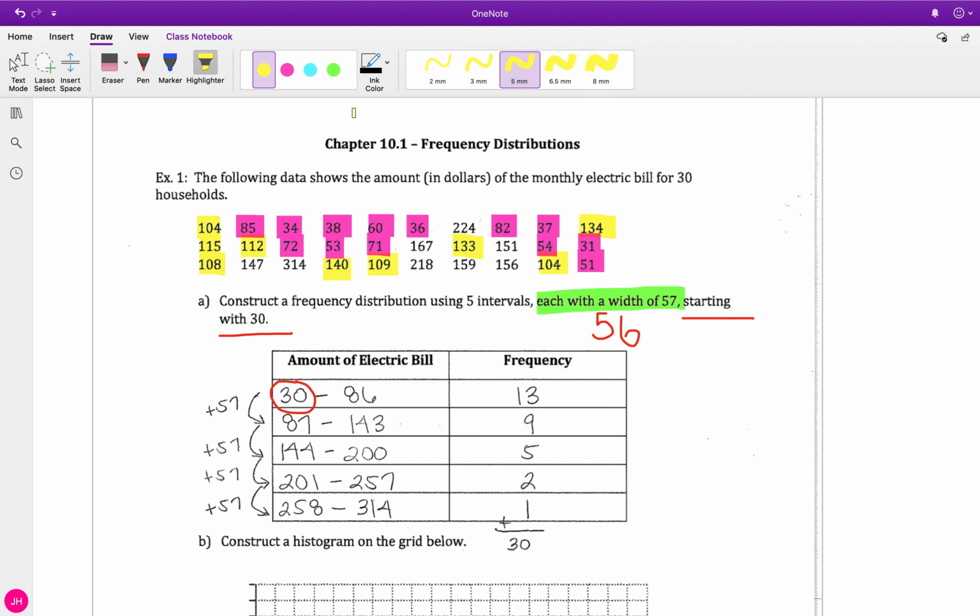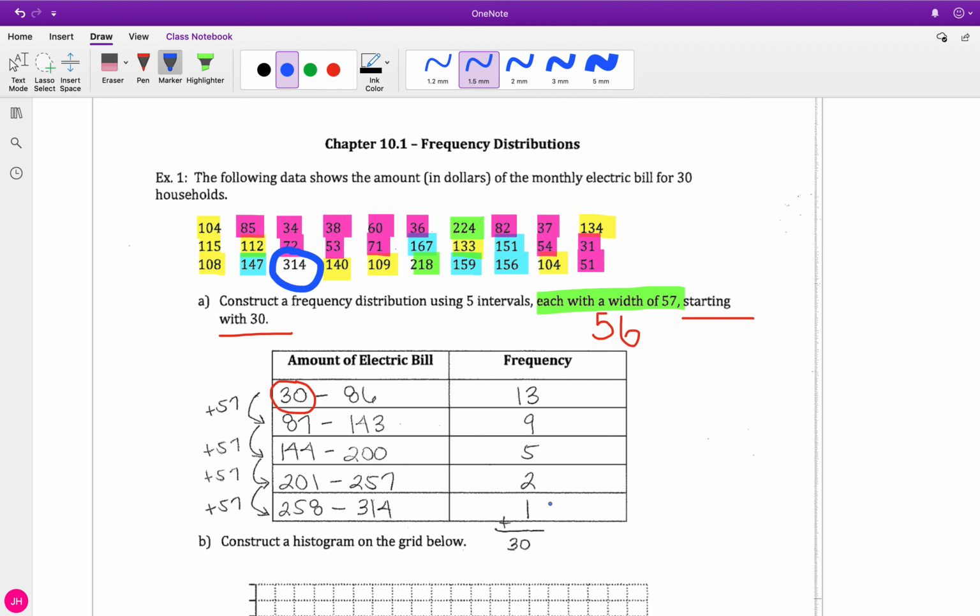I'm going to keep doing this for each one of my classes. The next one is between 144 and 200. That one's a little bit easier to see. So 1, 2, 3, 4, 5. And then between 201 and 257, these two guys, so that has 2 of those numbers. And then I've got 1 number left, which is good because I'm out of highlighters. There's 1 number in that last class.